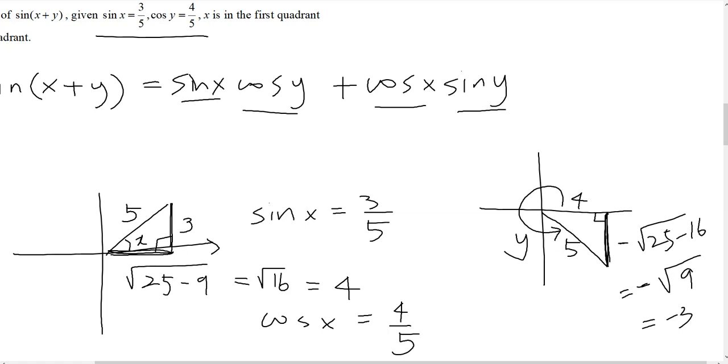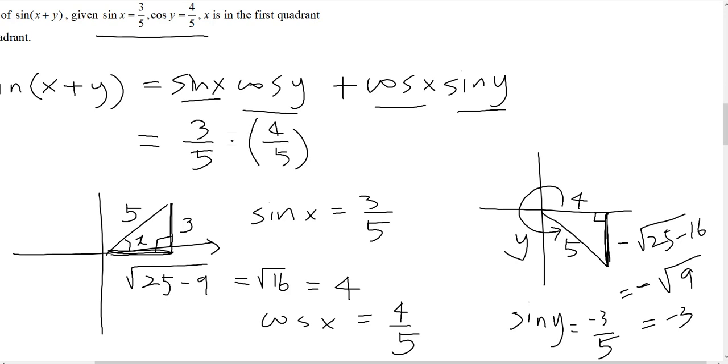Since cosine y is 4 over 5, sine y must now be negative 3 over 5, opposite over hypotenuse. Now I'm just multiplying, substituting all the numbers. Sine x is given to you as 3 over 5. Cosine y is given to you as 4 over 5. You're multiplying two fractions. And cosine x we found to be positive 4 over 5. Sine y we found to be negative 3 over 5.